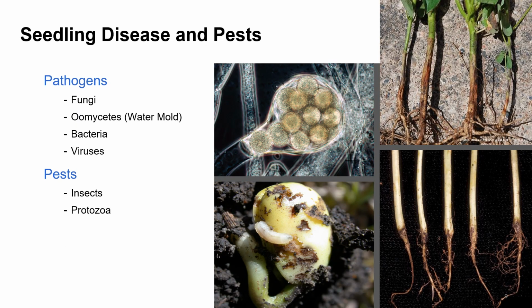Seedling disease and pests are another area that we are having issues with. We've got pathogens, fungi, water mold, known as mites. We've got bacteria and viruses. Those are just rapidly hitting us, as we can see in slide 9, and we get root rot. We get seedlings that don't make it. We get seedlings that are impaired. We also have the other system. These are the ones that you can see. Those are the insects and the protozoas.